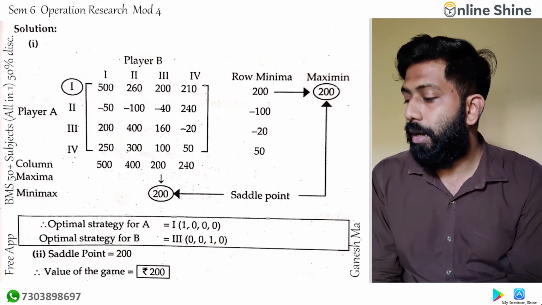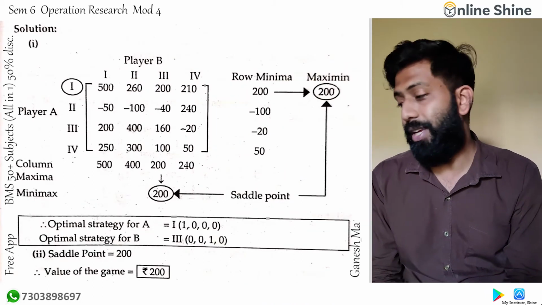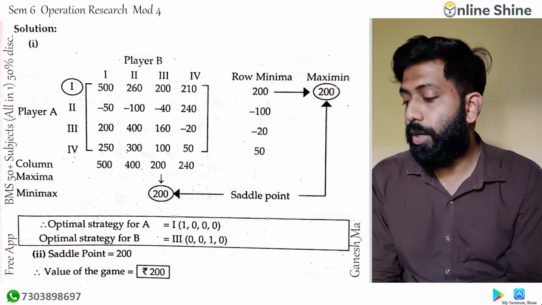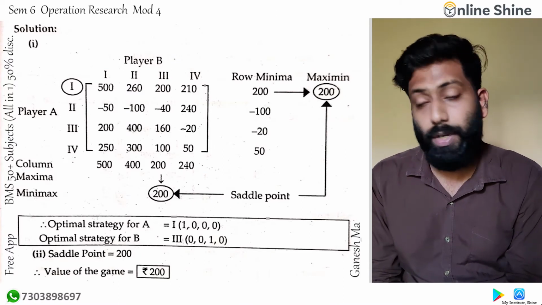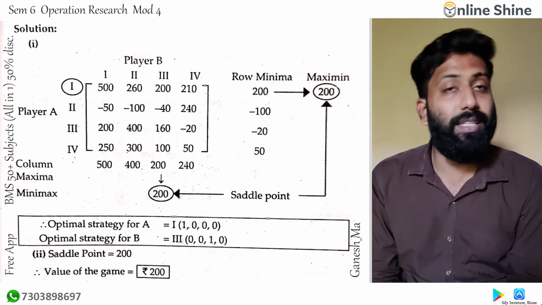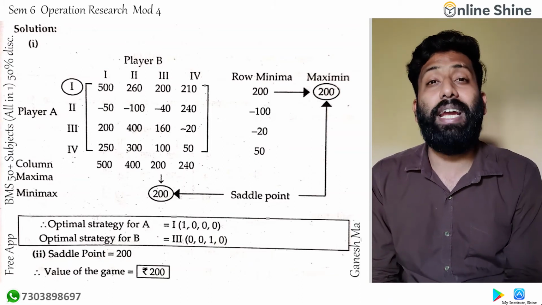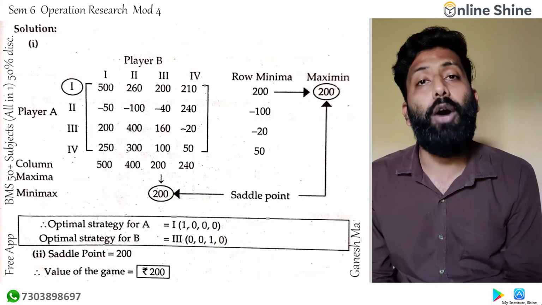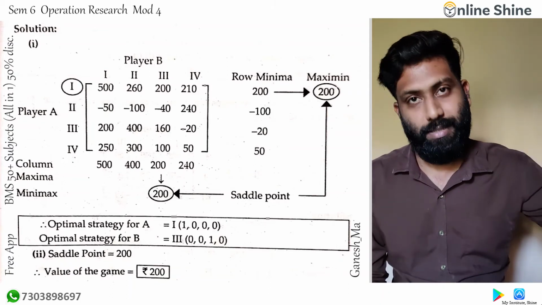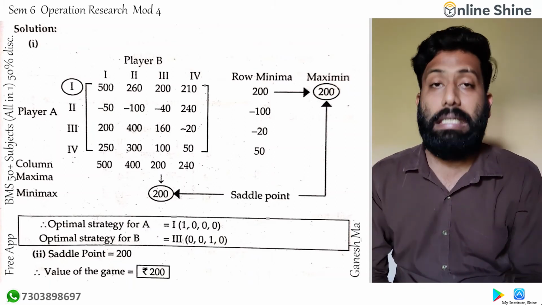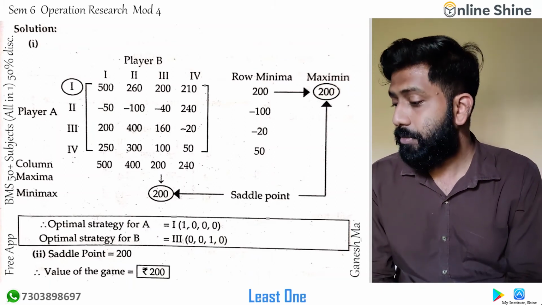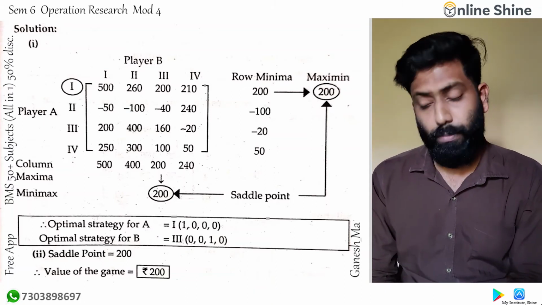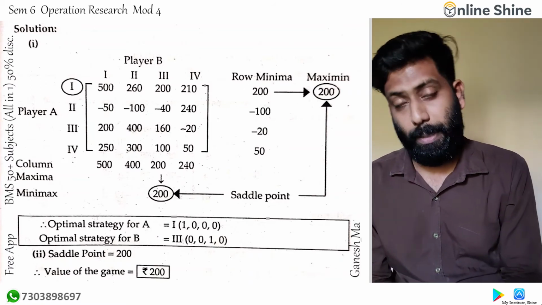In row 1 we have the minimum value as 200. In row number 2 we have the minimum value as minus 100, because since we are having three negative values, for example minus 50, minus 100, minus 40, out of this minus 100 will be the farthest when we take it on a number line, so that is the least one. So the minimum value will be minus 100. Similarly in row number 3 we have minus 20, and row number 4 we have 50.